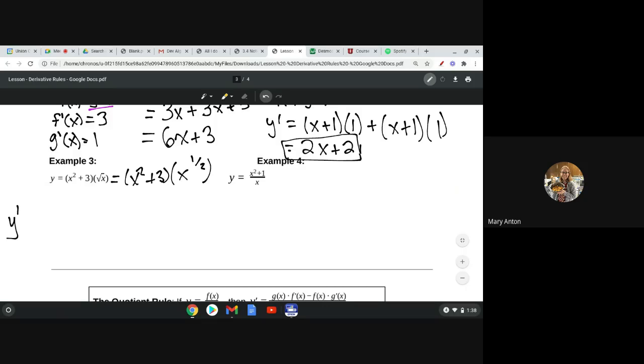So y prime, our derivative function, is our first function, which is x squared plus 3, times the derivative of the second function. What's the derivative of x to the 1/2? Half x to the negative half. If you're not sure about this, I actually have the power rule written on the board from earlier today. This is a reminder.